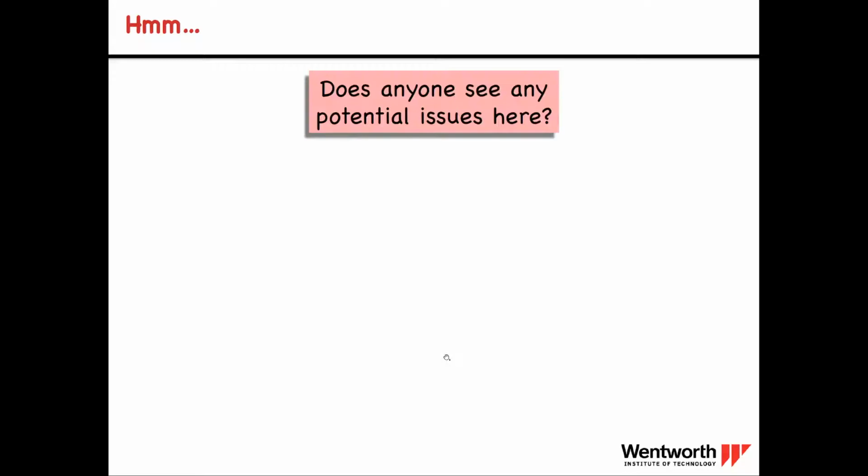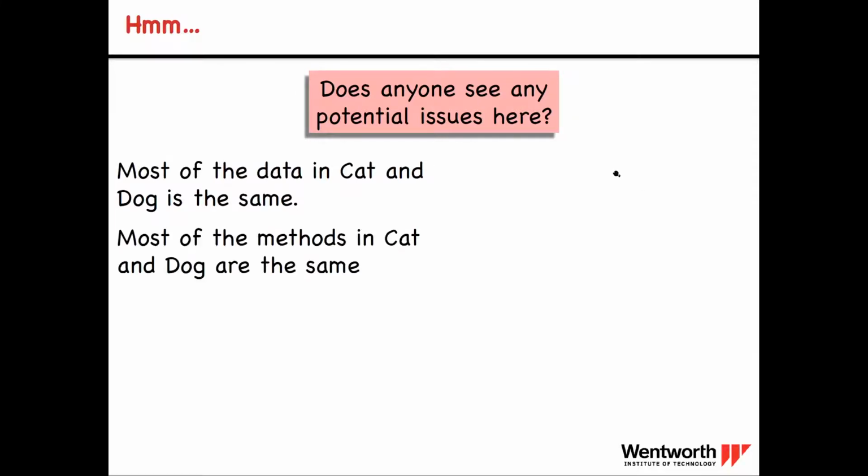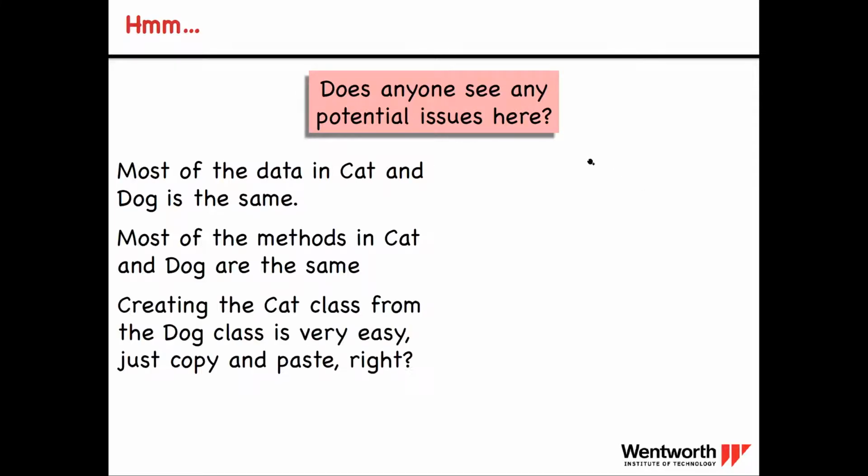So I mentioned that repeated code. It is an issue, because what happens if we need to add another pet? We could copy and paste, or we could just write all the same code again, or a lot of the same code, and then make the little changes we need to add a new pet. So most of that data is the same. Most of the methods in dog and cat are the same. Creating cat from dog is easy. That's what we did. We just copy and paste it.